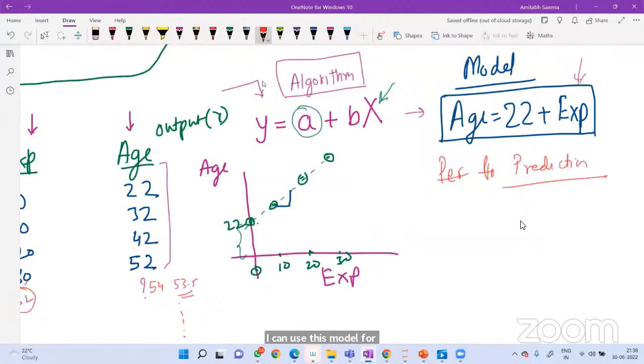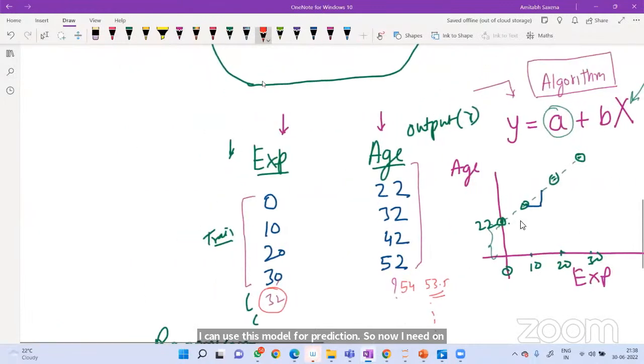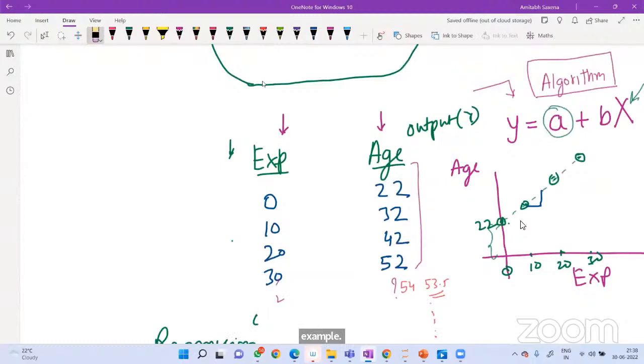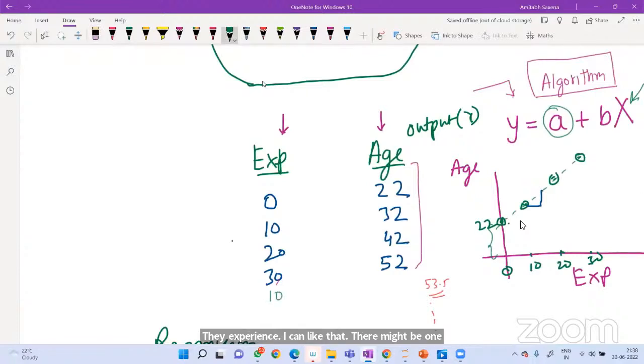Now I need only experience, and I can predict the age. I just took an example. We call this labeled data because there were labels, and we call these the features. The experience, like there might be one person with 10 years of experience and I predict he's 32, but he says I am 37. Then I ask him what happened, and he said, I took a break in between.